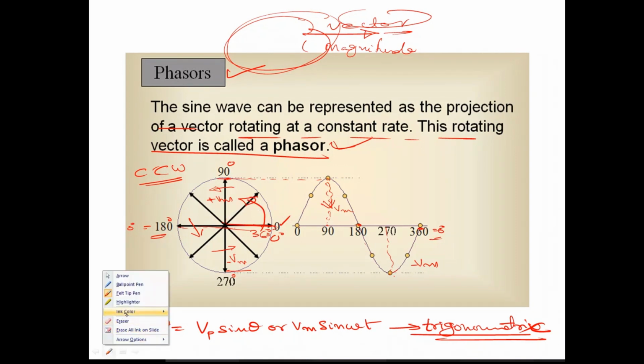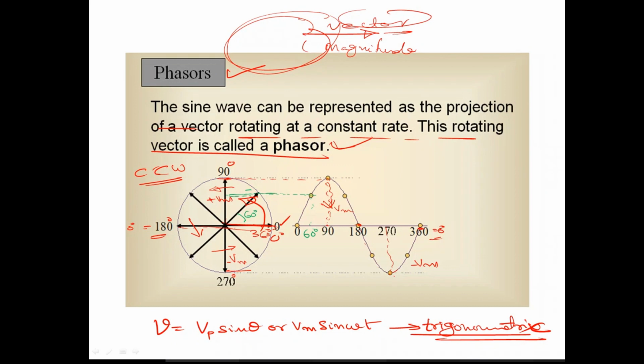The projection of a vector on the y-axis will always give you its magnitude. See here, suppose you take this phasor at this position. Suppose this is an angle of 60 degrees. Let it be a 60 degrees angle for the phasor. So the voltage here is this, at 60 degrees.